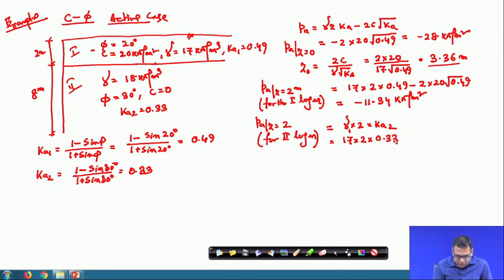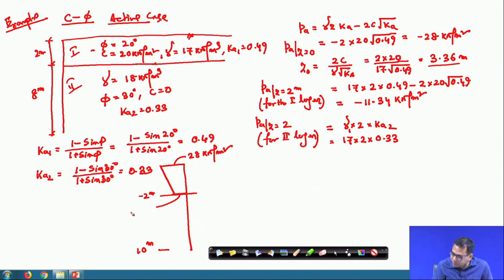Okay. So, now if I draw this diagram, this is 2 meter, minus 2 meter, this is minus, and this is 10 meter and 0. This is the diagram for the first layer. So, this value is 28 kilonewton per meter square, and this one is 11.34 kilonewton per meter square. This is for the first layer 2 meter, okay, and this is total negative.